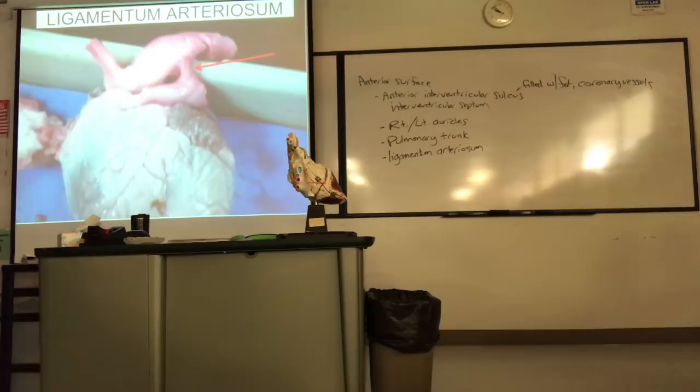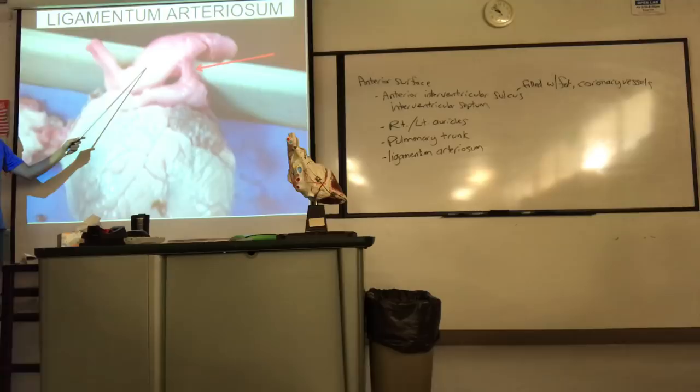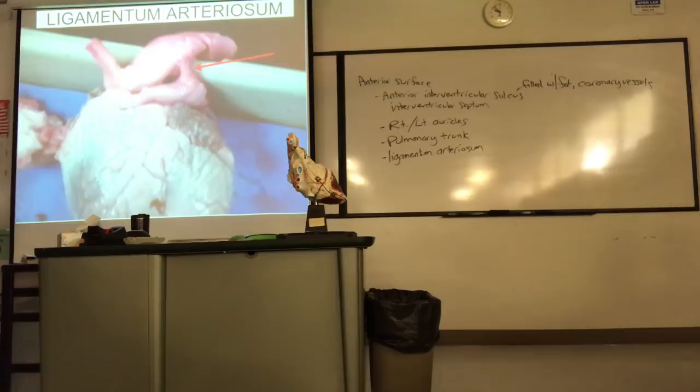The connection between pulmonary trunk and aorta. There's the pulmonary trunk, there is the aorta. See that? That's an auricle, part of the atria. The auricle is part of the atrium. It's the part that looks like an ear.